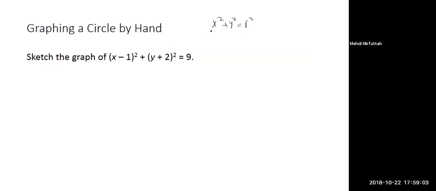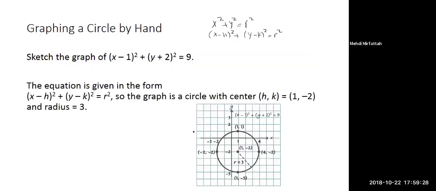This is also the graph of a circle. This is (x minus h) squared, when the center is not at 0, the center would be at h and k, plus (y minus k) squared is equal to r squared. So that is the graph of a circle. They're giving you all the information. You know the center would be 1 and -2, and the radius would be square root of 9. So we have all the information.